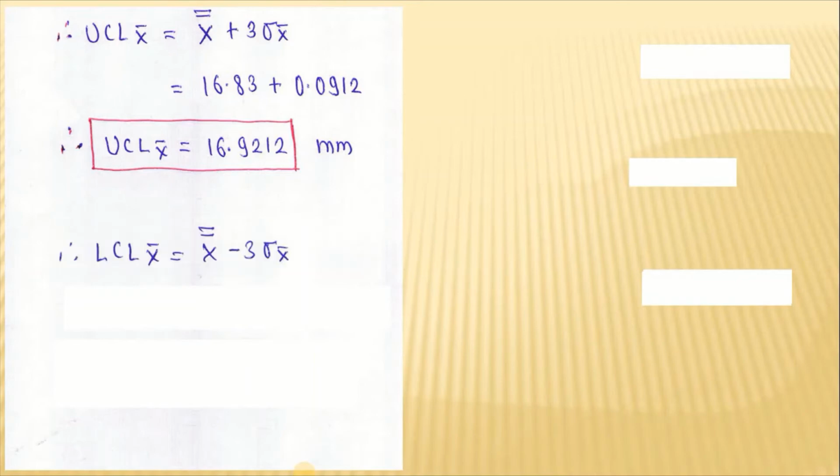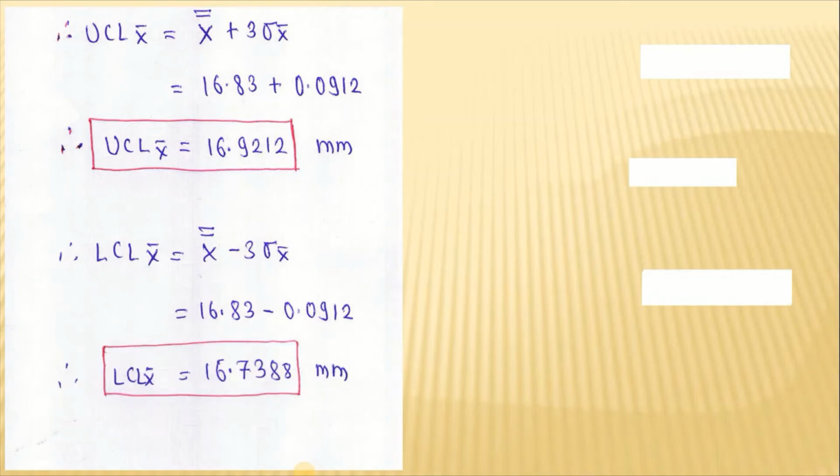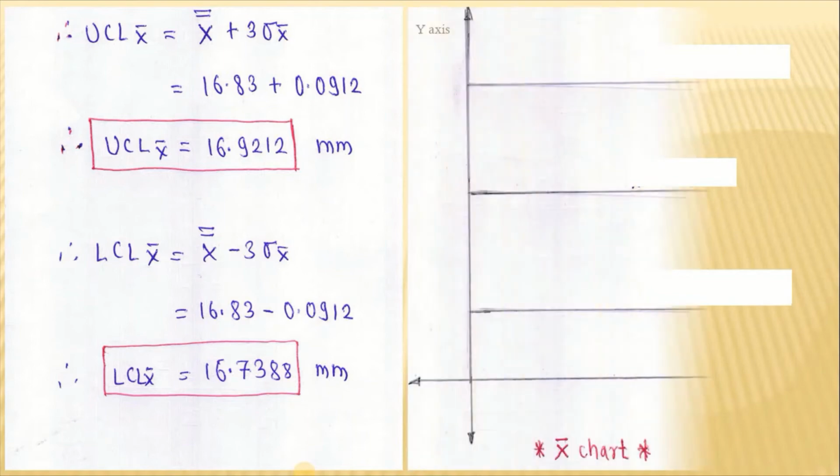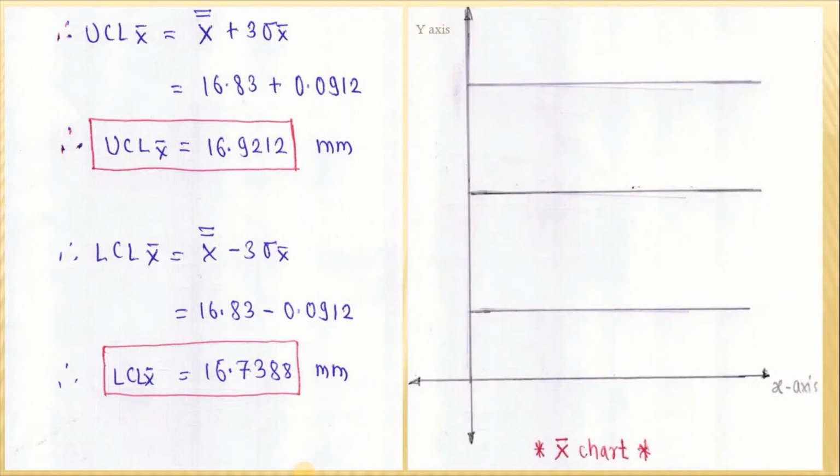Simultaneously we can calculate the lower control limit for the X bar, that is x double bar minus 3 sigma X bar. We are getting the value for the lower control limit, that is 16.7388 mm. So we are getting two limit values for the X bar, upper control limit and lower control limit. Based on that we can plot the X chart, with X axis and Y axis.